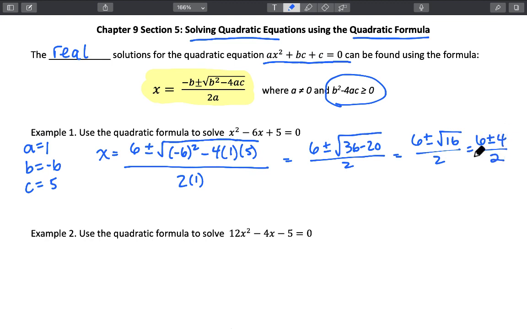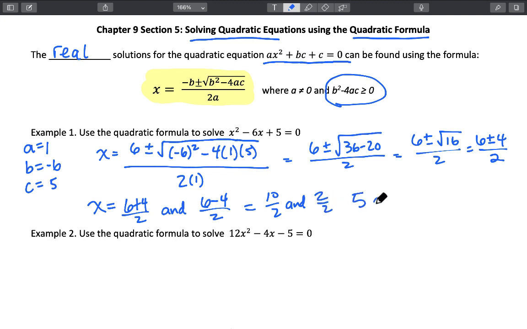All right, now we are going to simplify this expression to come up with our two solutions. x can equal 6 plus 4 divided by 2, and x equals 6 minus 4 all divided by 2. That's what that plus or minus 4 means. Those are our two solutions. So that's 10 over 2 and 6 minus 4, which is 2 over 2. So my two solutions are 5 and 1. If we were to graph this quadratic equation, we would see that it crosses the x-axis when x is equal to 5 and when x is equal to 1.